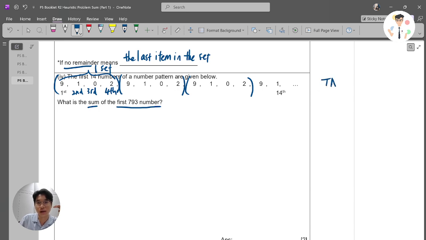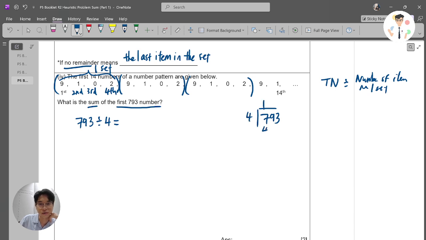Means that we still use the targeted number, divide by the number of items in one set. Again, my targeted number is still 793. We divide by the number of items in one set, which is 9102, so I have 4 numbers. So what we do is exactly the same thing. Divide by 4: 1 times 4, 3, 9, 36, 3, 3, 8 times 4, 32. Teacher, we do exactly the same thing. I know it's 198, remainder 1.